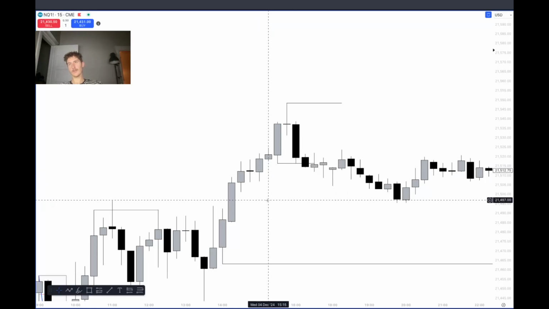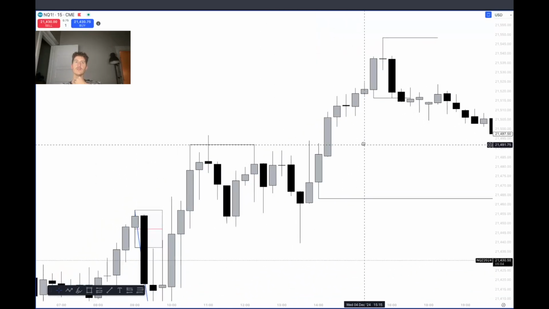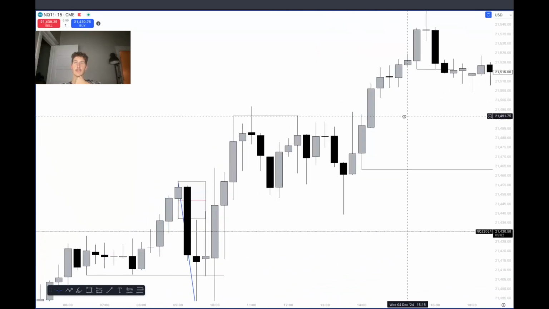So let's go over an example of when it's not so picture perfect. Just over here to the left, I can see an example of that.